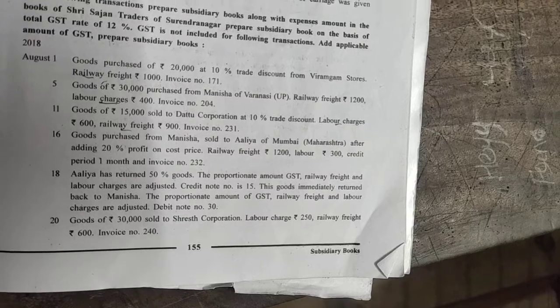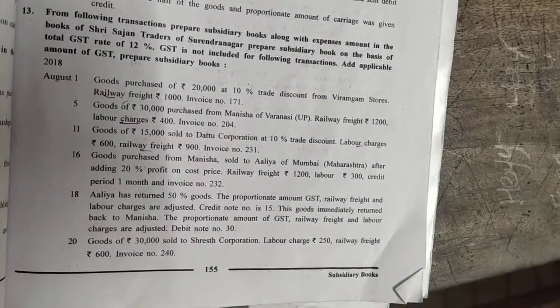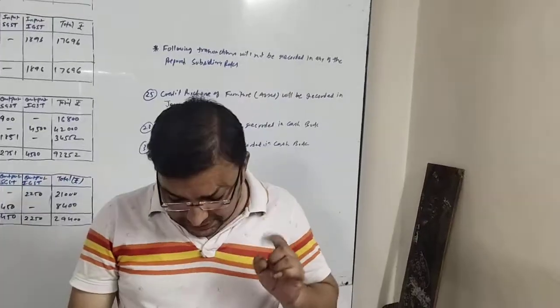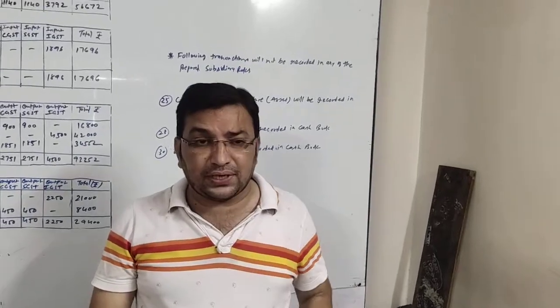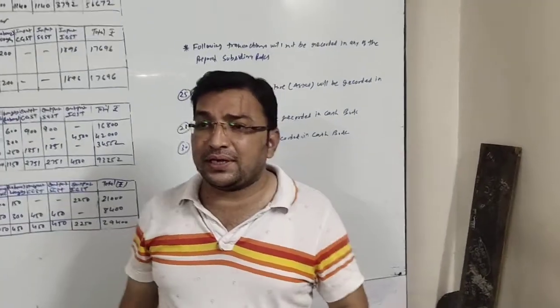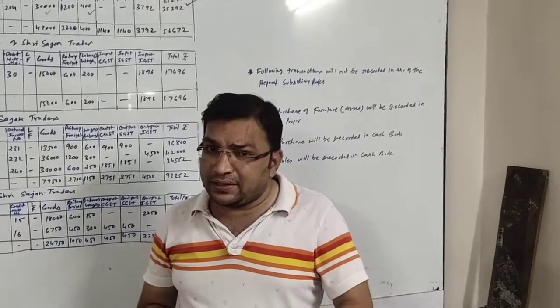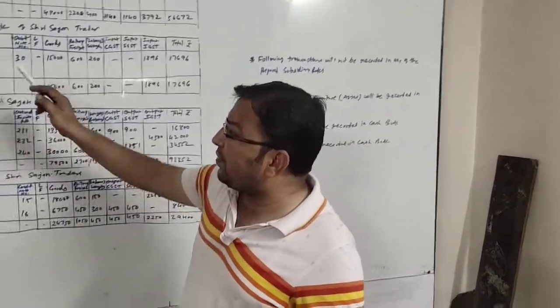Okay, next transaction. Goods of rupees 15,000 sold to Dattu Corporation at 10% trade discount, labor charges 600 and railway freight 900. Invoice number 231. So we are selling goods to Dattu Corporation, goods of 15,000 at 10% trade discount, and it is a credit sale of goods, so it will be recorded in the sales book.